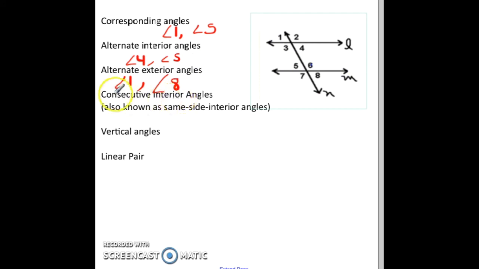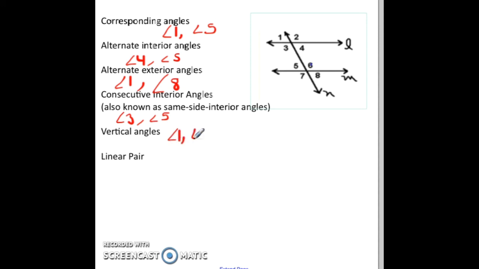Consecutive, one right after the other. Interior, so one angle right after the other on the interior of the lines, 3 and 5, or 4 and 6. Those are also referred to as same side interior angles. Now, vertical angles and linear pairs, we went over those yesterday, and they don't really have anything to do with the lines being parallel. They're true regardless of that. Vertical angles are opposite each other. Angle 1 and angle 4, they're on intersecting lines in opposite locations. So angle 1 and angle 4. But there's a lot of other pairs of vertical angles up there.